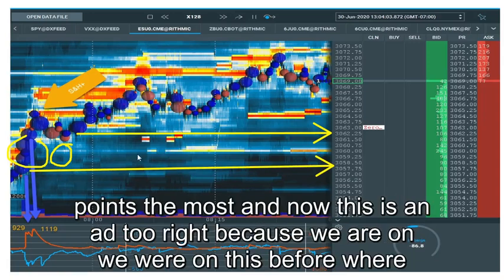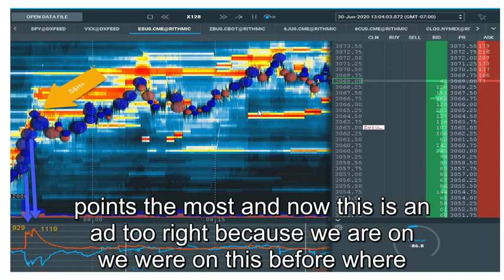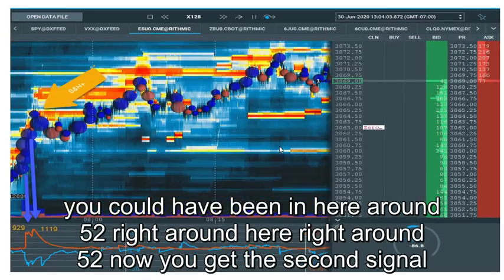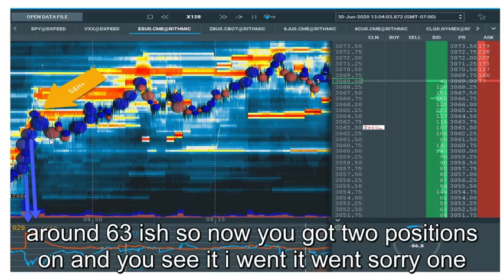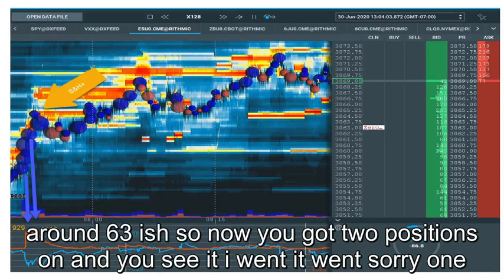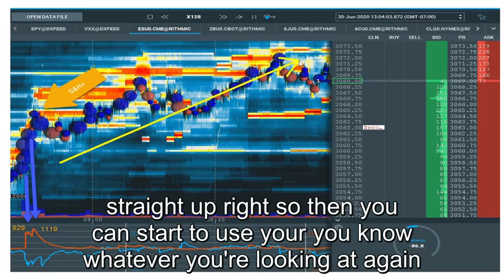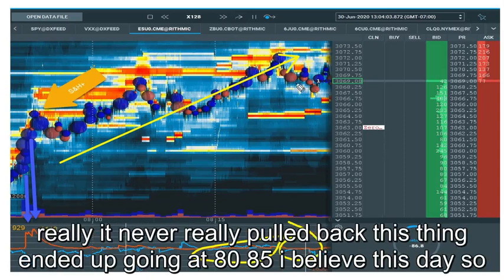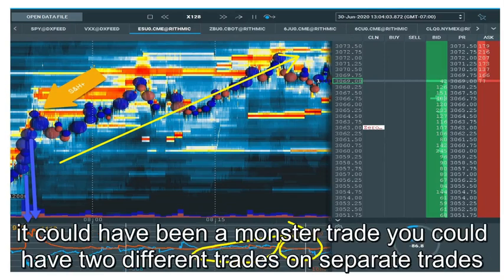And now this is an add too, right? Because we were on this before, where you could have been in here around 52. Now you get the second signal around 63. So now you've got two positions on and you see it went straight up, right? So then you can start to use whatever you're looking at again. I've said it 100 times. There wasn't really anything in the current volume, but it never really pulled back. This thing ended up going to 80, 85, I believe, this day. So it could have been a monster trade.